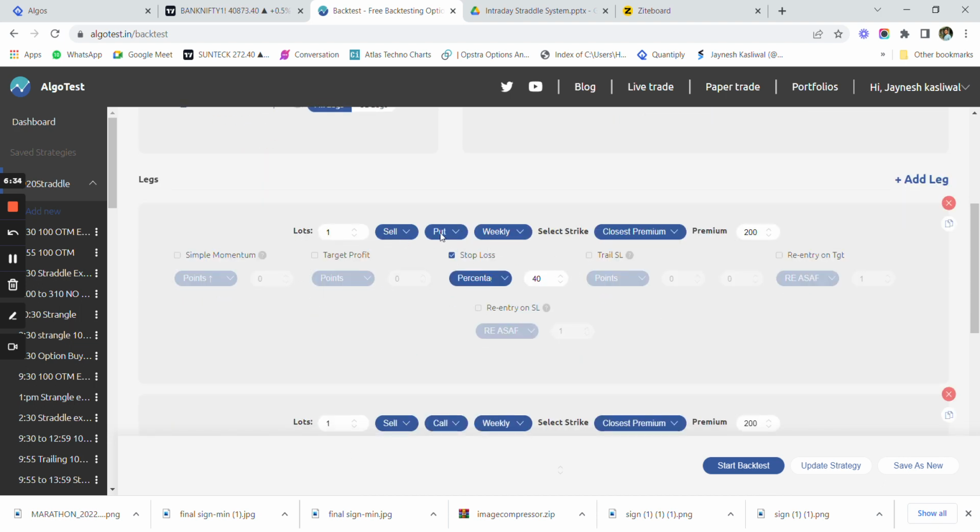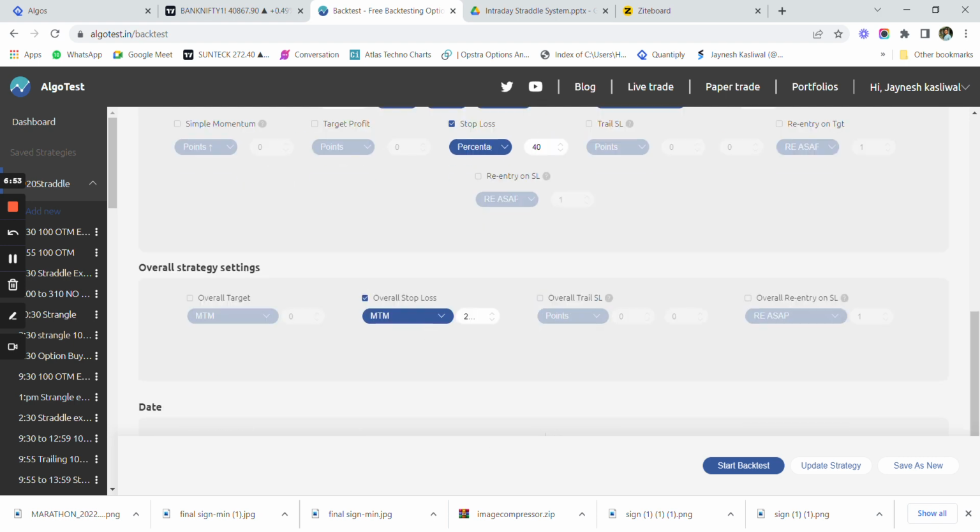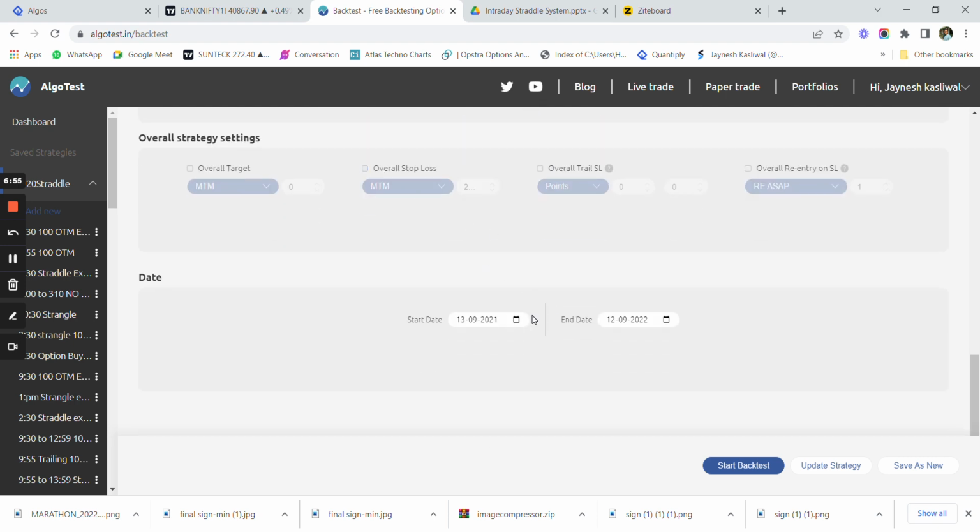We are shorting the weekly put, and the closest premium is near 200 rupees, and the stop loss that I have put is 40%, as you can see. And again we are shorting the weekly call, where the closest premium has to be near 200, and the stop loss percentage is 40%. Right now, as you can clearly see, if I put the backtest from 2019, let's run the backtest. I will show you one example and then we will directly see the final result of different strategies.